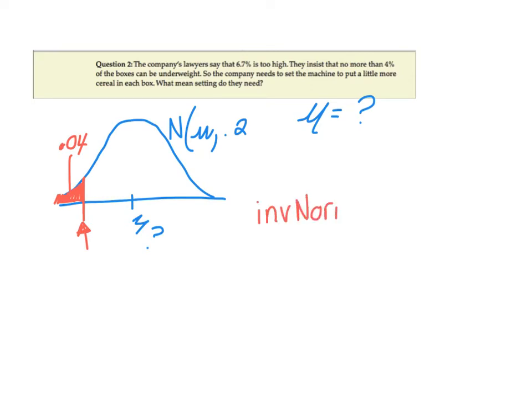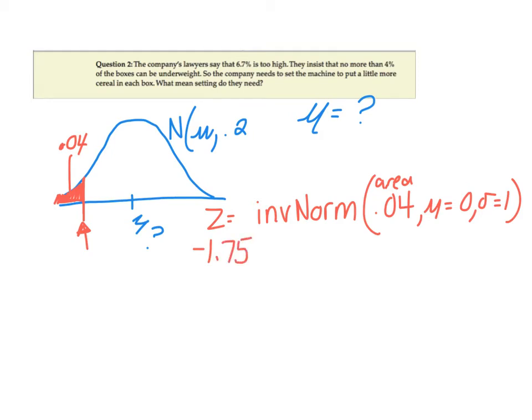The way I'm going to do that is with inverse norm when I'm working backwards. But since I do not even know the mean, I'm going to have to go to the standard normal distribution. So this is my area. Mu would be 0 and sigma would be 1. So what this will produce would be my z-score when I use the standard normal. Let's type that in. I get a z-score of -1.7507. I just take it out a few decimal points from my calculator, and that's my z.